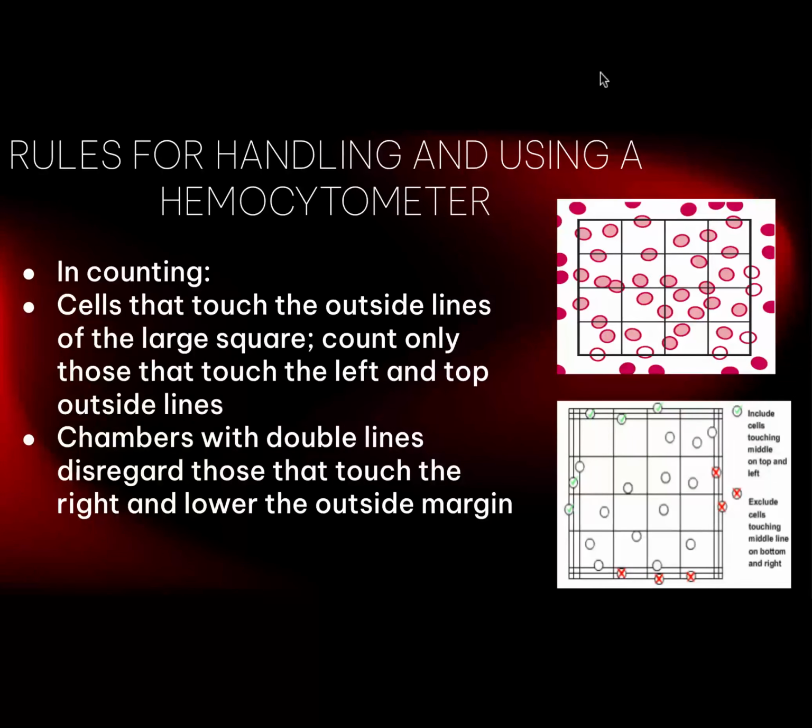When counting cells using a hemocytometer, again, it is important that we follow specific guidelines to maintain consistency and avoid counting errors. One key rule is how to handle cells that touch outside the boundaries of the large square you are counting in. Remember, class, that we only count cells that touch the left and top outside lines of the large square. This rule is designed to avoid double counting cells. It is actually called the inverted L.